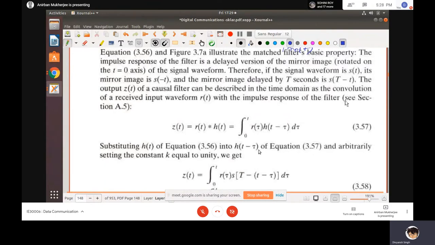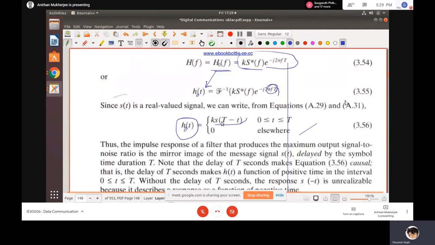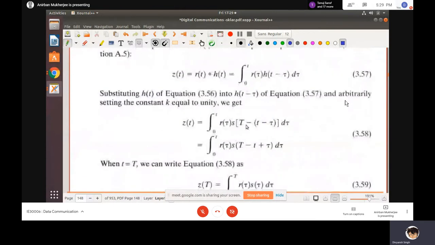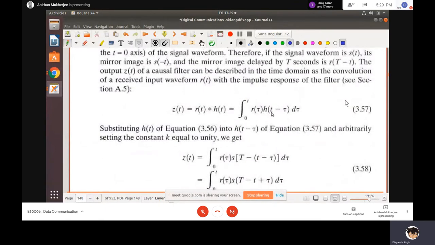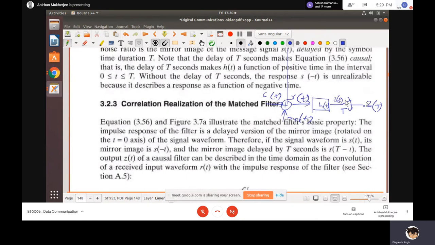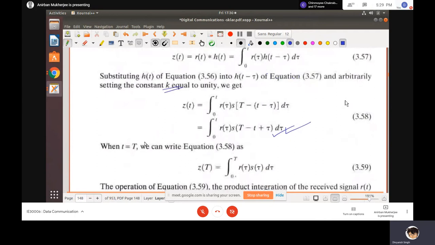Now, for h(t - tau), and I am assuming for the time being that K is 1, it doesn't matter. h(t) was K s(T - t), so it is K times s(T - t + tau). I am assuming K equal to 1. But I want y(T), because I am only interested at the sampling instant, so I put t equal to capital T. So I get the integral from 0 to T of r(tau) s(tau) d tau.